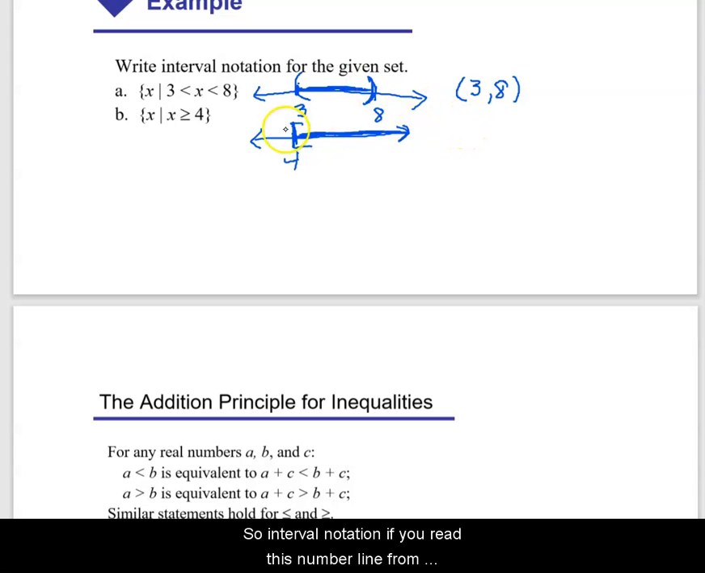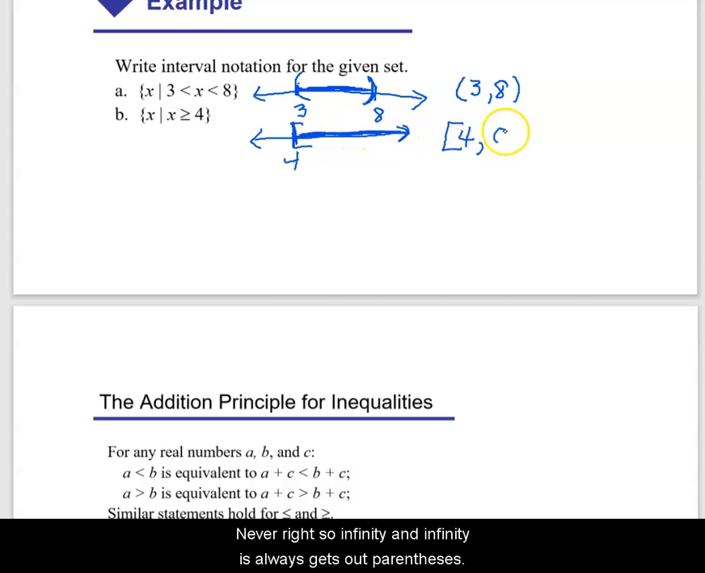So interval notation, if you read this number line from left to right, makes it really easy for you. 4 to, well, when does this stop? Never, right? So infinity, and infinity always gets a parentheses.